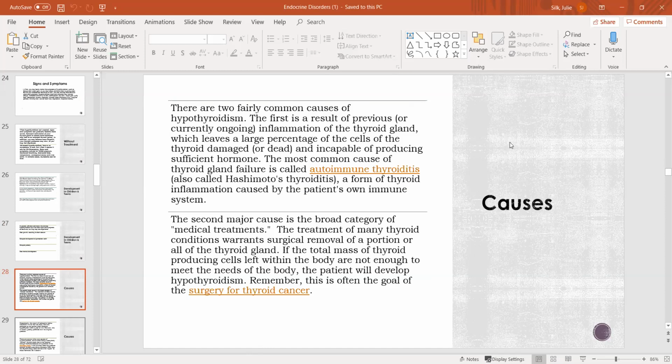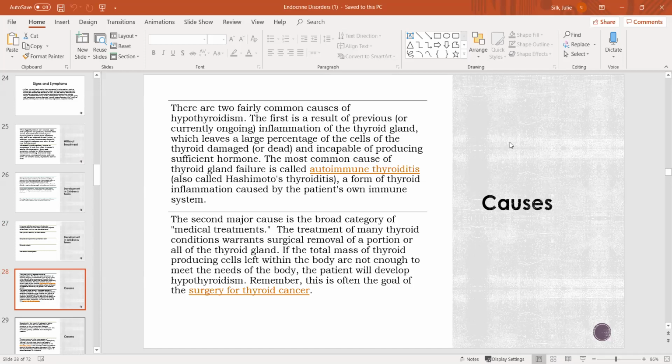So probably your number one cause of hypo is going to be Hashimoto's thyroiditis. This is an autoimmune thyroiditis, and it's a form of thyroid inflammation that's caused by the patient's own immune system. So basically your thyroid cells are damaged and that's why they're not producing enough. That's kind of what's going on there.